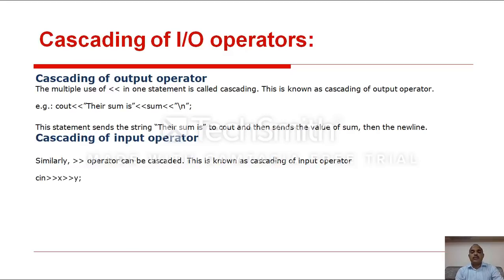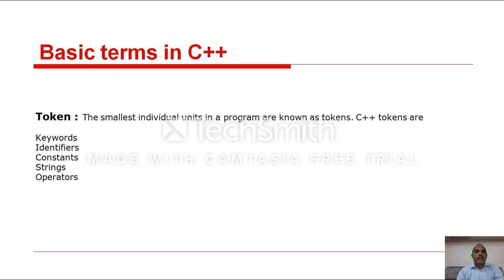If we want to display more than one value at a time using a single statement, that is called cascading of the output operator. If we want to read more than one value at a time using a single input statement, that is cin, that is called cascading of the input operator. Clear, all of you? Then the next one: basic terms in C++.